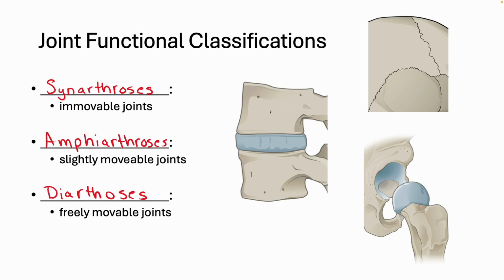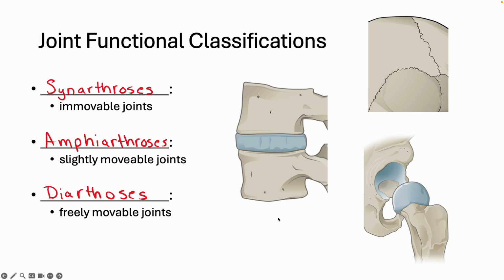All right, so joints have both a functional and a structural classification. Functionally, they are classified as either synarthroses, which are your immovable joints. Those would be things like the sutures that you see up here as a part of the cranium. There are going to be amphiarthrosis. These are your slightly movable joints. Think of your vertebrae. They allow for some movement, but the movement is somewhat limited.